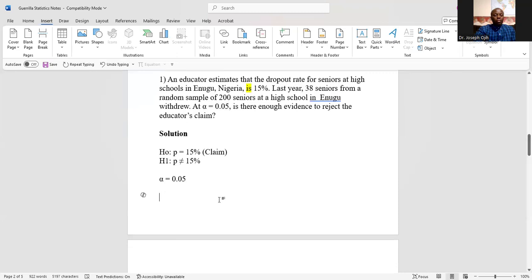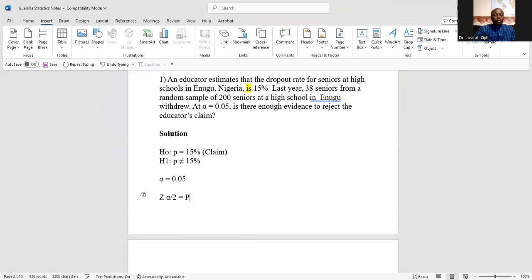So the next thing is to find our critical value. This is a two-tailed test. There are so many ways you can get the critical value, but normally, if it's a two-tailed test, I like to use a shortcut method. Since it's two sides, I'm going to use Z alpha over 2. Alpha is 5%. That means the chance of being right is 95%. So I'm going to use 95.